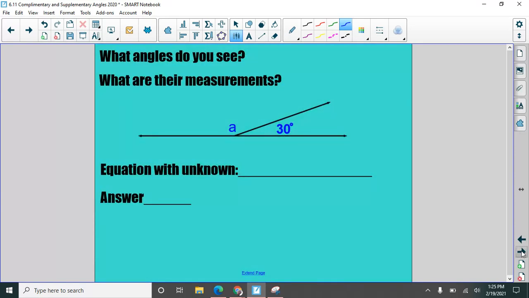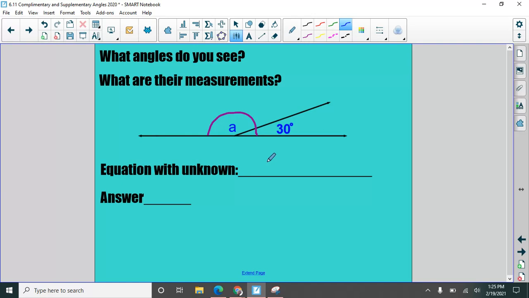So let me show you this, right? Here we have a couple of angles. We have this angle right here that is 30 degrees. And we have this angle here that we don't know. What about the whole thing? What about all the way from here to here? It's a straight angle, right? How many degrees are on a straight angle? 180. This whole thing, both of these angles combined, equal 180 degrees.